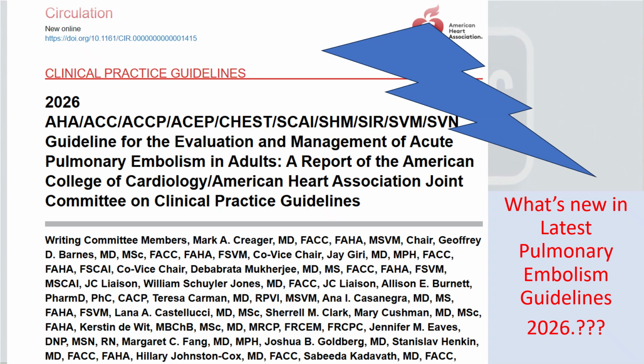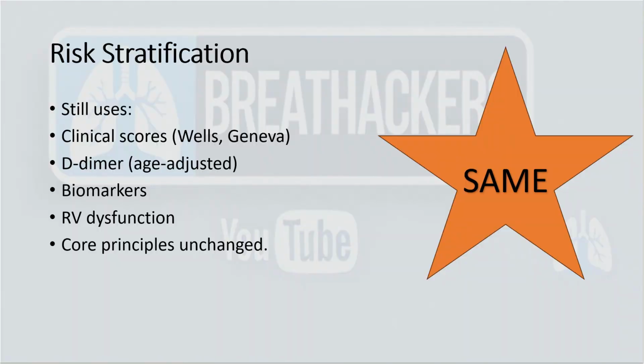So hello everyone. Here we come up with the latest pulmonary embolism guidelines, the 2026 clinical practice guidelines for the evaluation and management of acute pulmonary embolism in adults. These are jointly issued by the AHA, American Heart Association, and the American College of Cardiology, along with multiple society co-signatories. So let's quickly dive into what has actually changed in these guidelines and what is updated.